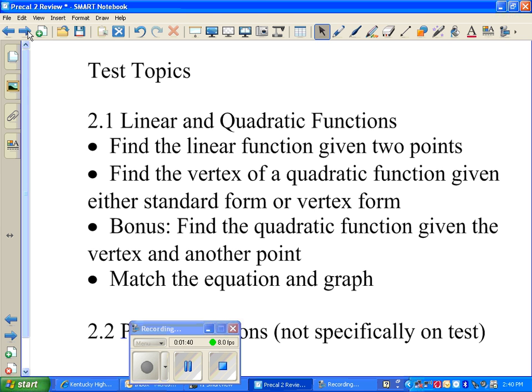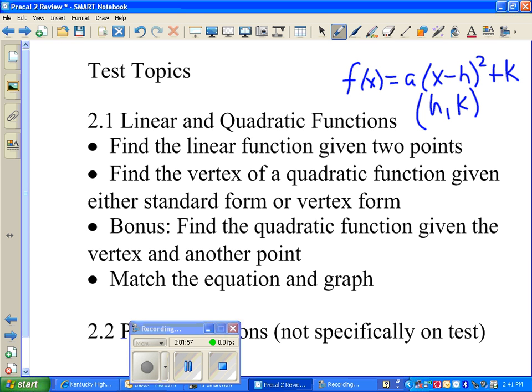It could be given to you in either standard form or vertex form. On this one, you want to have in your notes that f of x equals a times x minus h quantity squared plus k, where (h, k) is the vertex. Again, we reverse the sign on h for the x coordinate.